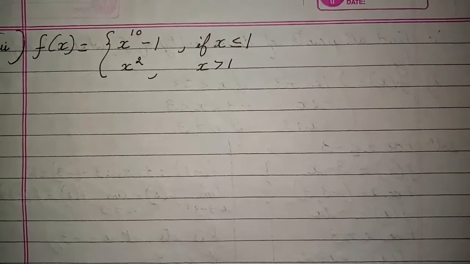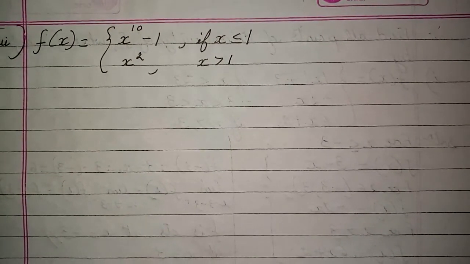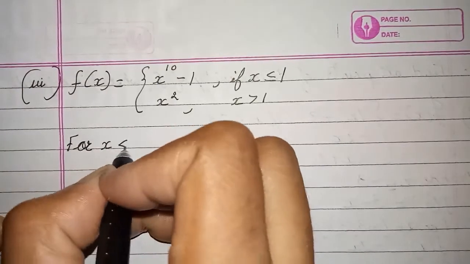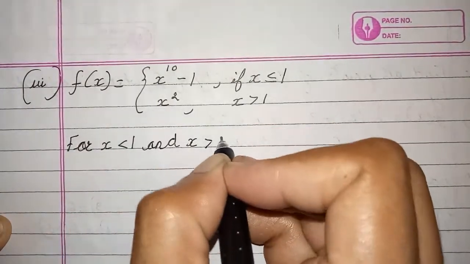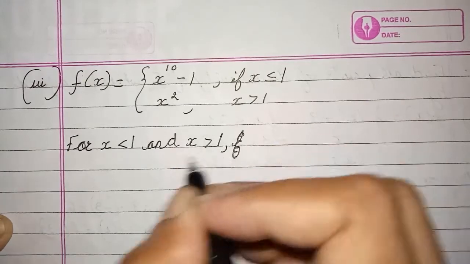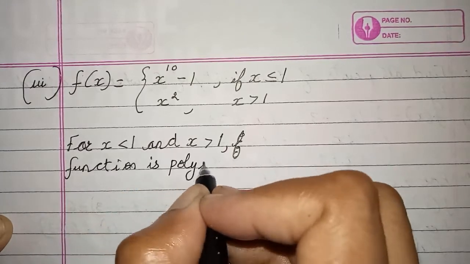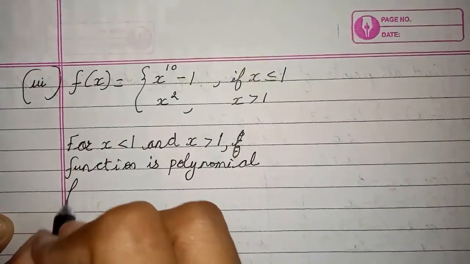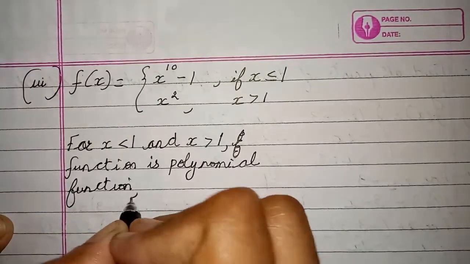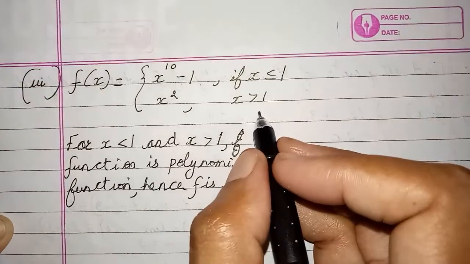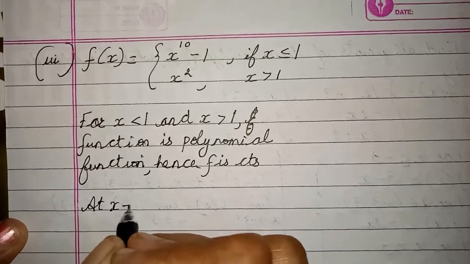f of x is equal to x raised to 10 minus 1 for x less than or equal to 1, x square for x greater than 1. Now here also you can see that 1 is being approached from your left side and from your right side. So you need to check that definition. But before that, let us write for x less than 1 and for x greater than 1. Your function is a polynomial function, and we have seen in the last class it is continuous. So hence f is continuous. Now our problem is at 1. So let's check at x equal to 1.